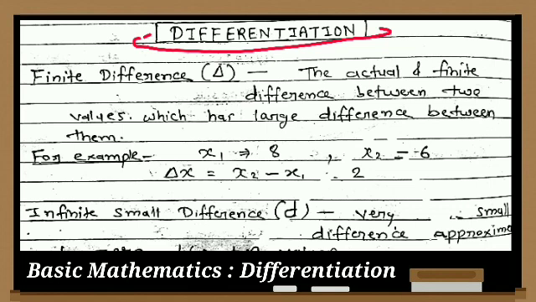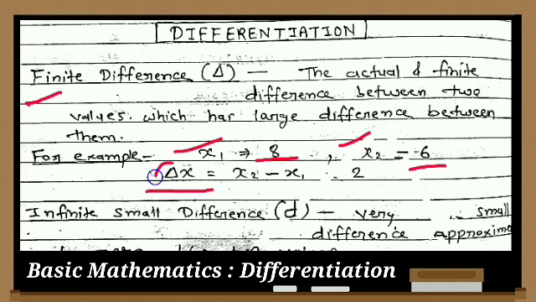Okay, so the first one is finite difference. What is the finite difference? Suppose we have two values. The first value is x1 and the second value is x2. x1 has the value 8 and x2 has the value 6. The difference between them is defined by delta x. The difference x2 minus x1 is delta x, that is 2. So what is the delta? Delta represents the finite difference.